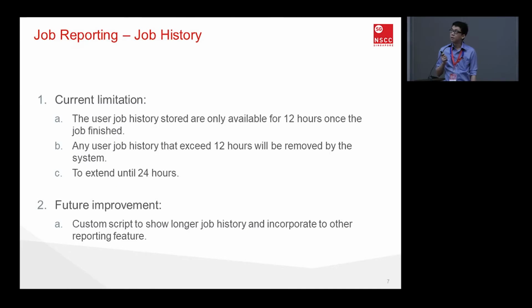For the job history, there's a certain limitation, because all this information is stored in memory. So that the system does not use more memory, this information will only be stored for not more than 12 hours after your job has finished running. Most of your information will be removed if the job history exceeds 12 hours. Our plan currently is to extend it to 24 hours. For future improvement, we will have a custom script to show a longer job history, maybe up to months, and then try to incorporate this job history into other reporting features.